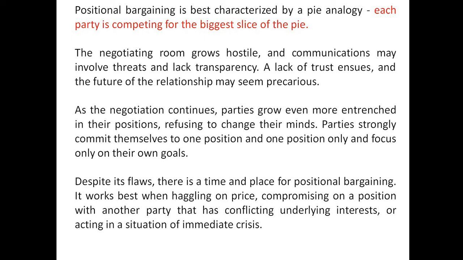Despite its flaws, there is a time and place for positional bargaining. It works best when haggling on price, compromising on a position with another party that has conflicting underlying interests, or acting in a situation of immediate crisis.